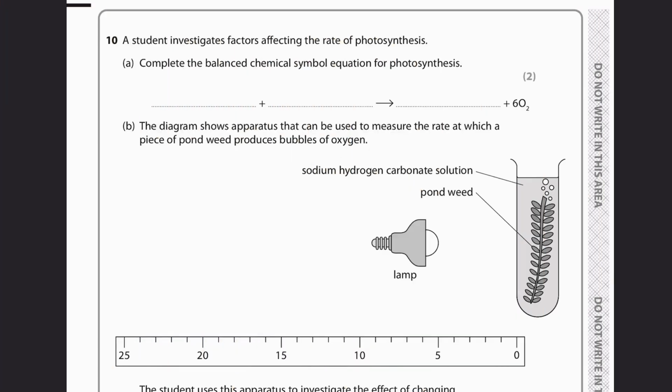Question 10 says a student investigates the factors affecting the rate of photosynthesis. Complete the balanced chemical equation for photosynthesis. That will be carbon dioxide plus water makes glucose, which is C6H12O6, plus oxygen. And then you balance it by adding a 6 in front of everything except for the glucose. So there's 6, 6, and 6.